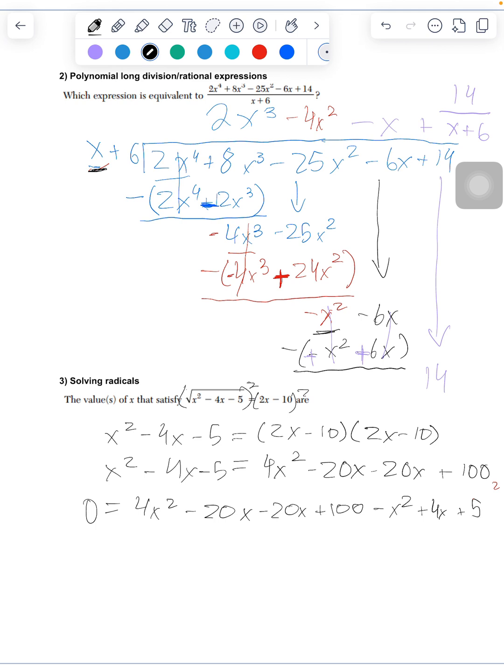Okay, now let's combine some like terms here. 4x squared minus x squared gives 3x squared. Then minus 20x minus 20x plus 4x: minus 20 minus 20 is minus 40, and minus 40 plus 4 is minus 36x. And then 100 plus 5 is plus 105. It's your choice if you want to use the quadratic formula or factoring.